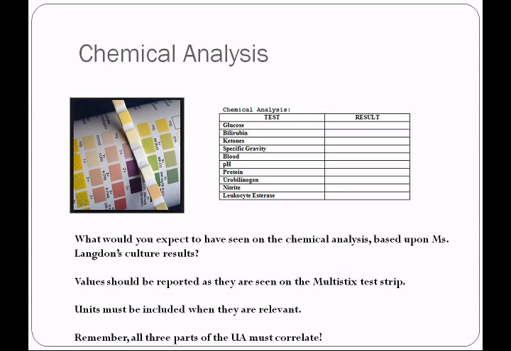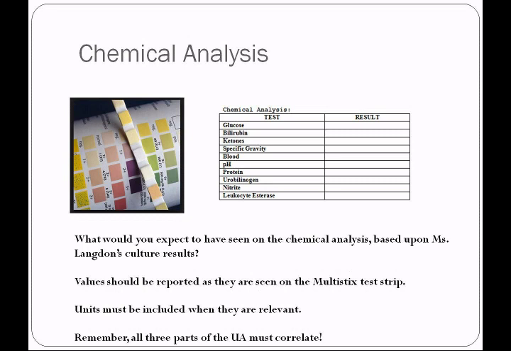Again, remember all three parts of the urinalysis must correlate. So if you had a pink urine, that means there was blood in it, so the blood should be showing up in this chemical analysis. Remember that blood also is reported as hemolyzed or non-hemolyzed. Take a look at the strip or the values on the side of the container, and you'll see that they are given for hemolyzed and non-hemolyzed. Consider this when you are doing the microscopic analysis.